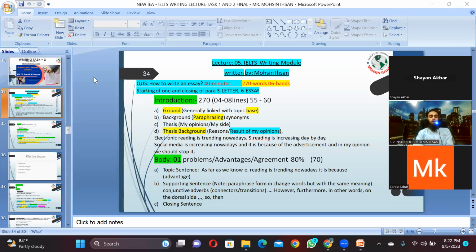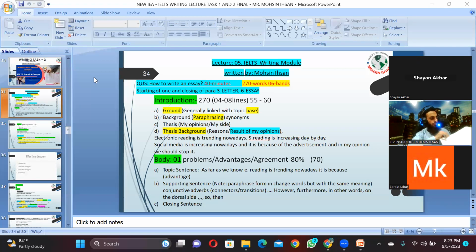Now, next is your closing. Close the paragraph with a proper sentence. The reason is that you have to show the examiner that you are done with one paragraph. Another thing, indent each paragraph.